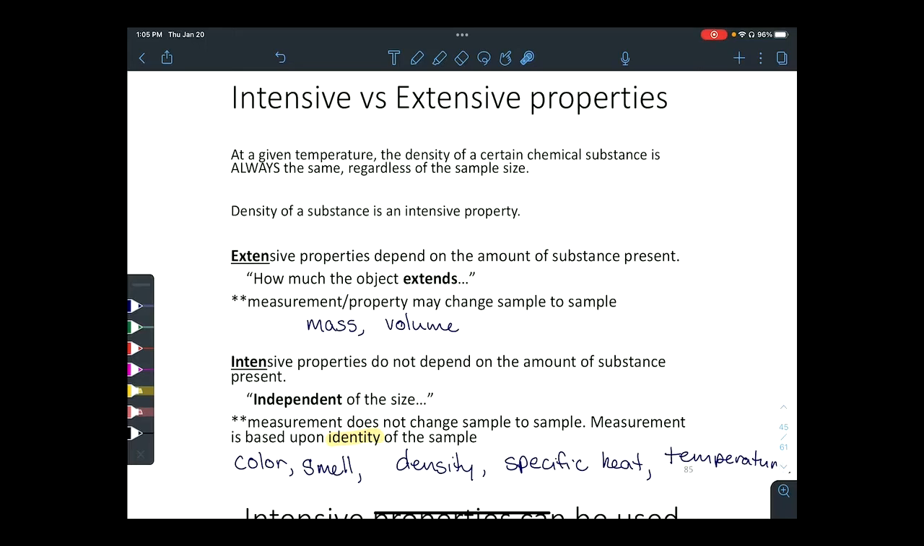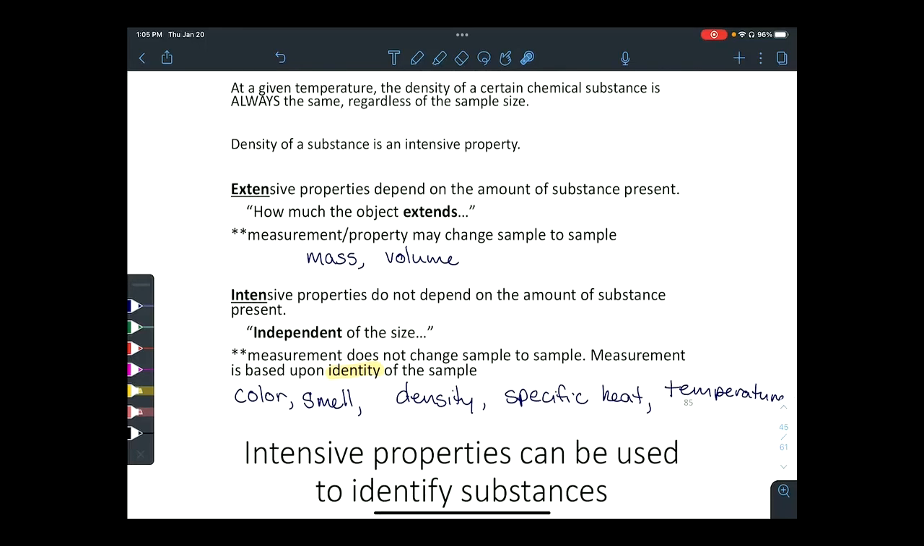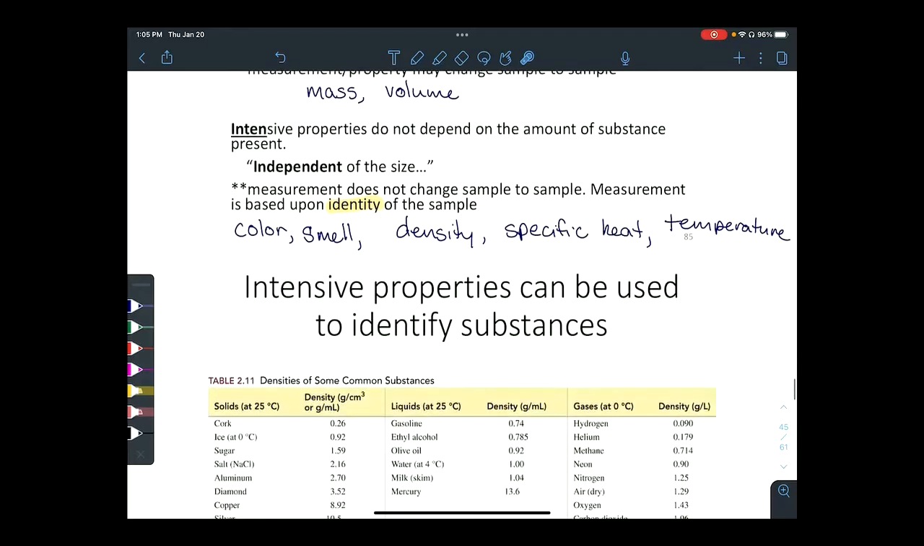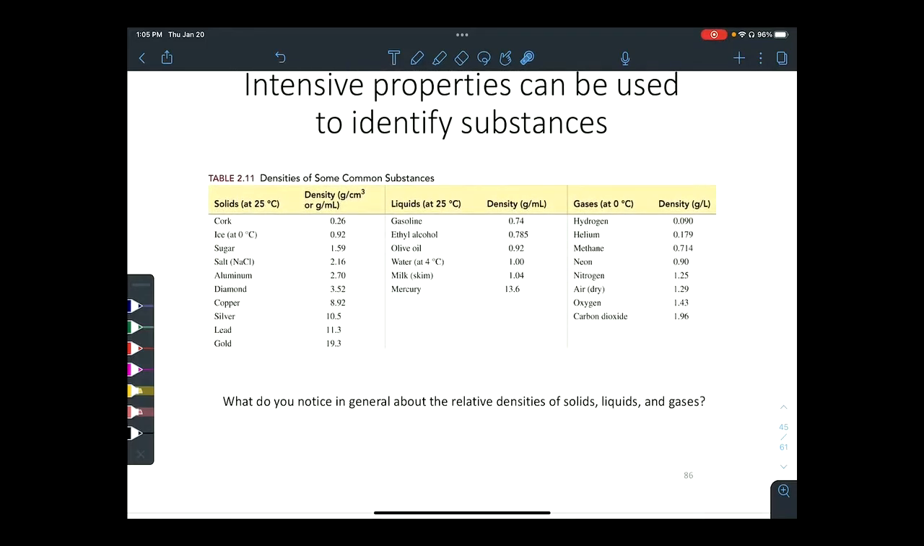So like color, smell, density that we just talked about. We'll also talk about specific heat in a later lesson, and temperature also is an intensive property. It doesn't really matter how much stuff you have. Okay, so intensive properties we use to identify substances.